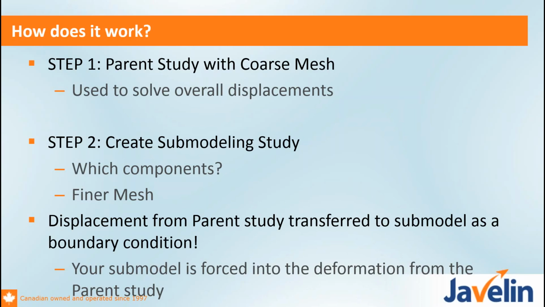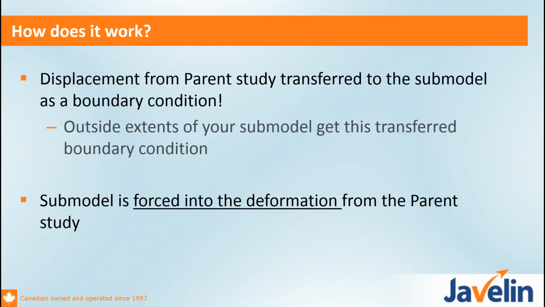Then, once that parent study is solved, we'll create a submodeling study from it. And we'll tell SOLIDWORKS which components we'd like to look at. And then we'll use a much finer and finer mesh on those components to get that stress convergence. Now, how does that work? When we're looking at just a few components, how does it behave like it were attached to the whole model? Well, the displacement from your parent study is actually transferred to the edges of your submodel as a boundary condition. And what that does, it forces your submodel into the exact same deformation it would see in the parent study. So with that displacement being transferred, your submodel basically behaves like it were connected to the rest of the study.